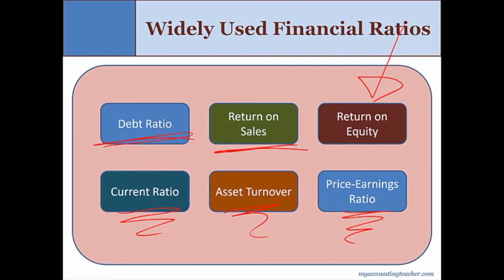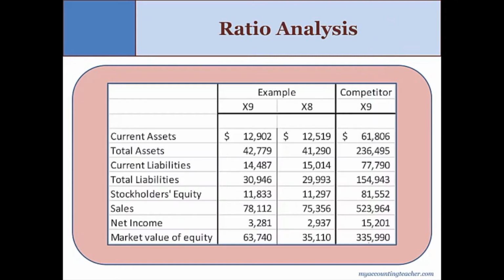We're going to use these 6 ratios. We're going to get familiar with these 6 ratios. We're going to use this data to do it. Got an example here, 2 years for this company, and then I picked a competitor as well so that we could do comparisons. 2 years for the example company, 1 year, same point in time for the competitor. This is the data we're going to use to introduce these 6 commonly, widely used financial ratios.